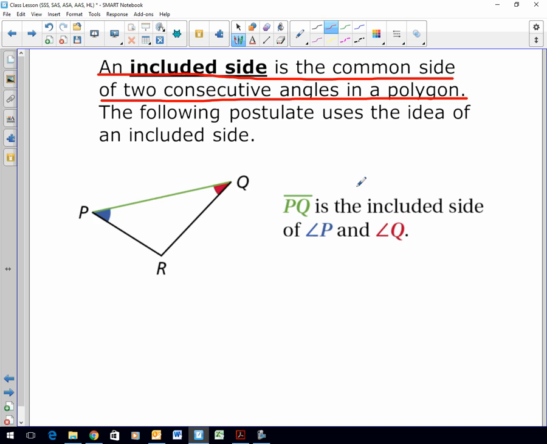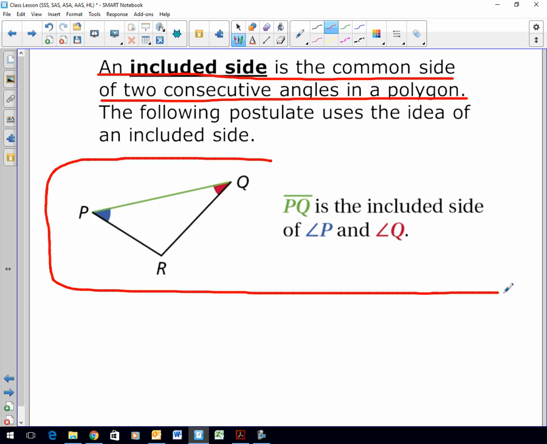Little chart thing. Okay, so look at this. I want you to not only write it down, I want you to draw everything and write everything that's in there. Draw triangle PQR and write this out: PQ is the included side of angle P and angle Q.